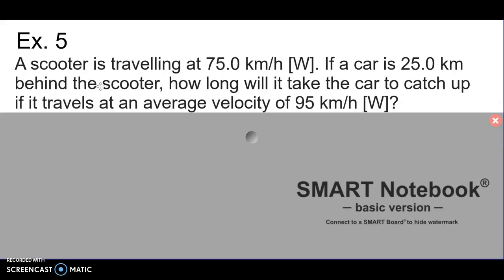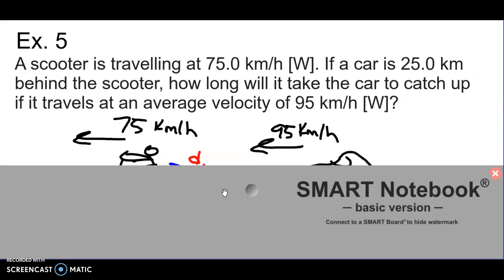All right, example 5. A scooter is traveling at 75 kilometers per hour west. Okay, so this one we are using our directions, like our letter directions, okay? So if a car is 25 kilometers behind the scooter, how long will it take the car to catch up if it travels at an average velocity of 95 kilometers per hour west?